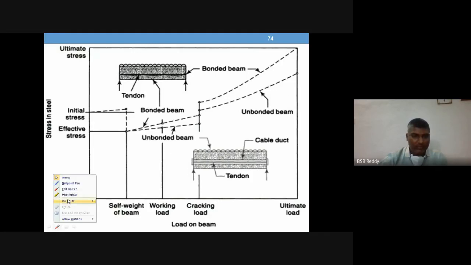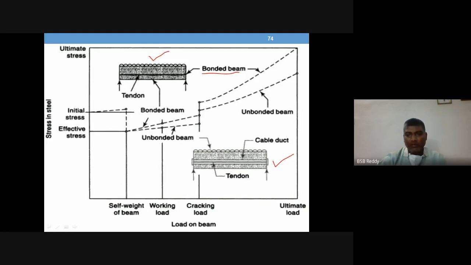Okay, so just a little bit of analysis. In this picture, if you see, there is a simply supported beam with a tendon where it is a bonded type of tendon, and it is having some load on it, a UDL. Okay, so this is a bonded beam we call.